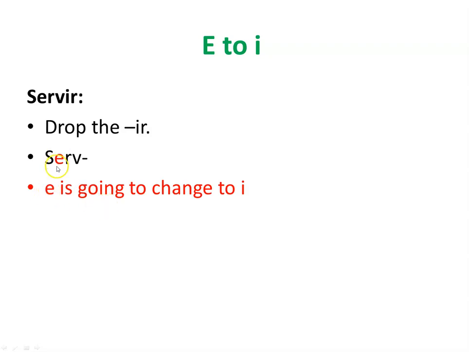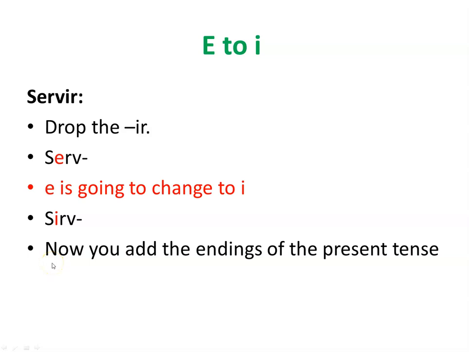Okay, the last pattern is going to be in verbs like servir. Okay, same step, we're going to drop the IR, okay, which is the ending of the infinitive, and then we have serv. Luego, this E that is in red is going to change to I. Okay, this is going to be my stem. So, luego, we're going to add the endings of the present regular tense.